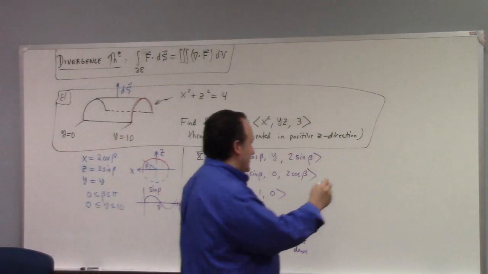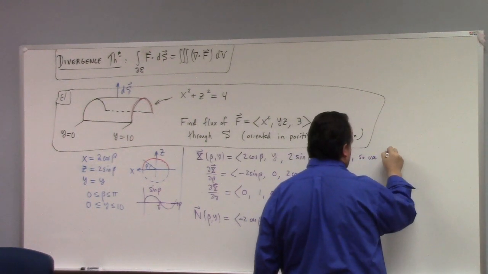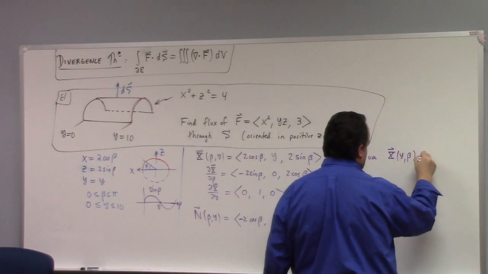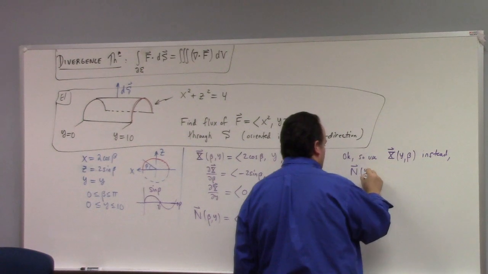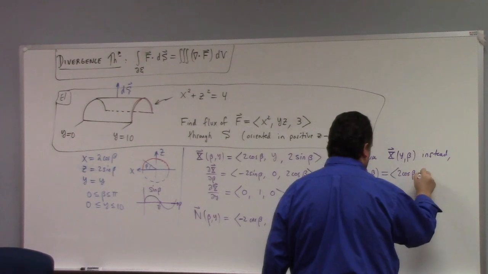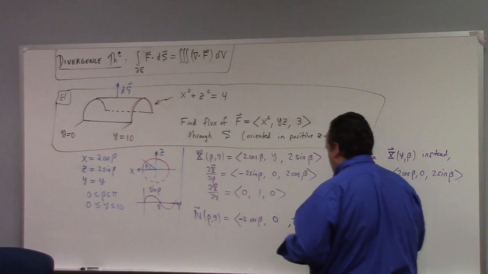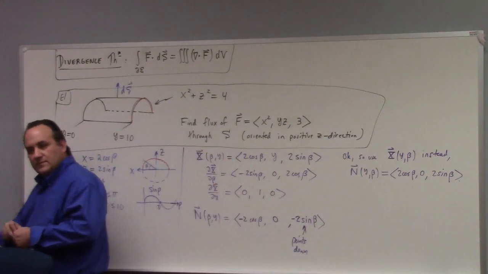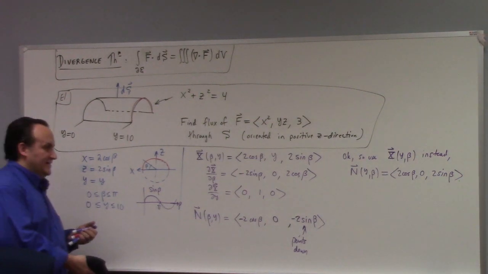Right, no problem. So use x of y beta instead. And then the normal in the y beta coordinate system is simply 2 cos beta, 0, 2 sine beta. So see, it doesn't really matter which order you choose the parameters as long as you check, once you're done with the calculation of the partial velocities and their cross product, and make sure that it actually points in the direction that you need.